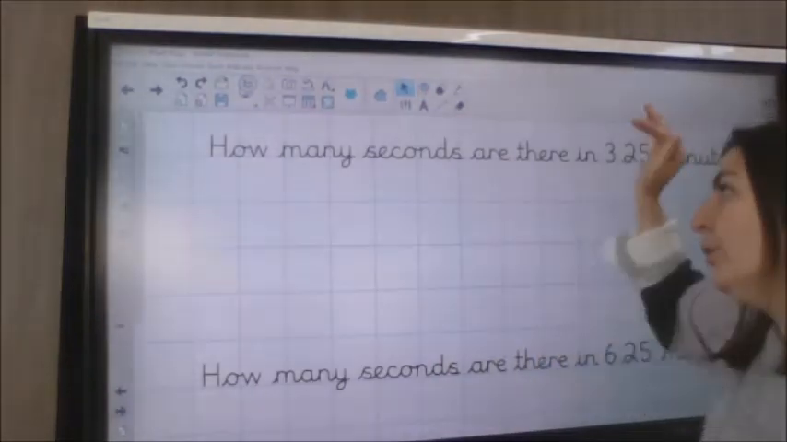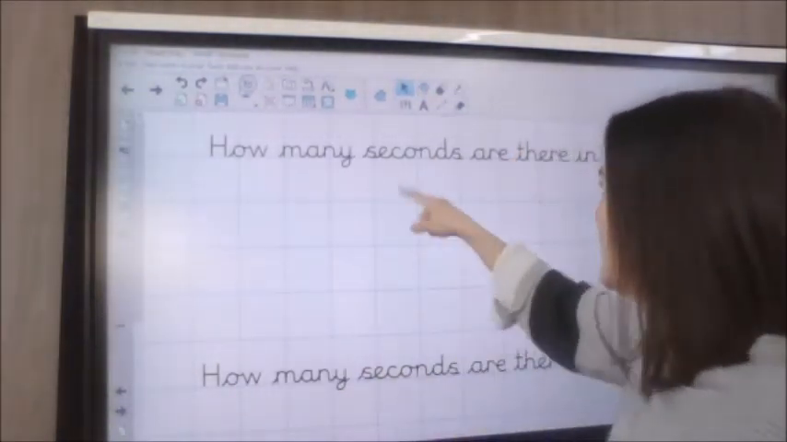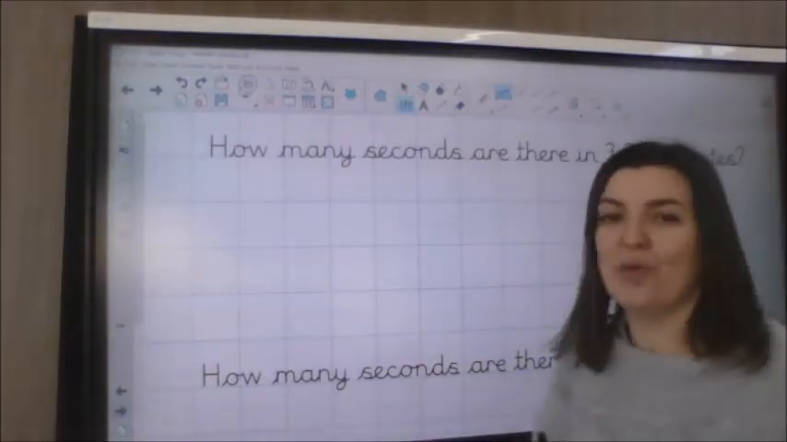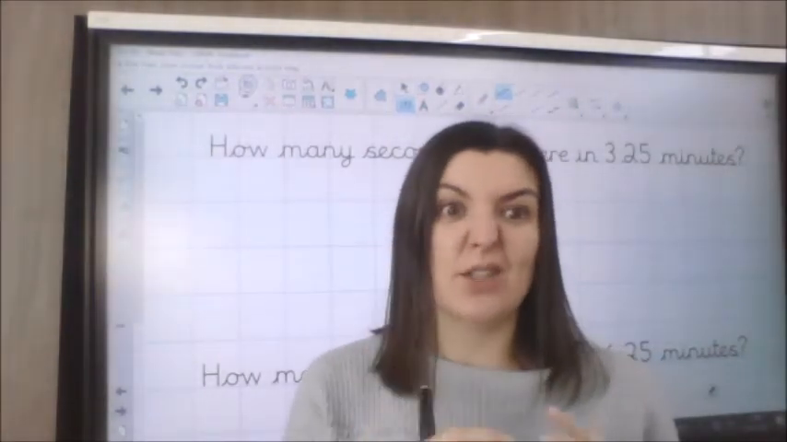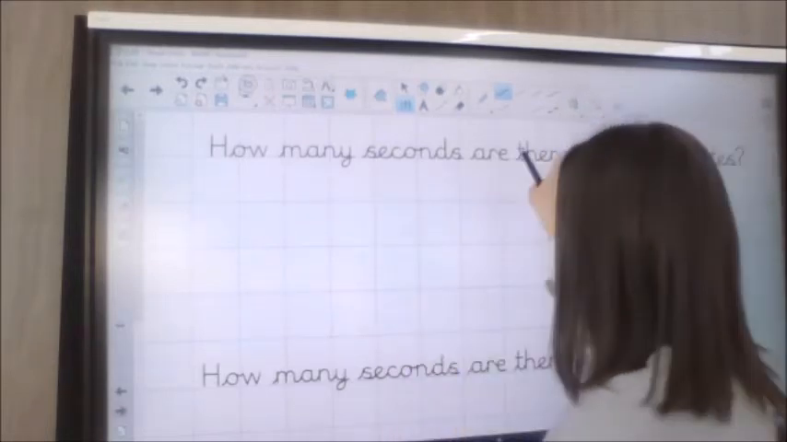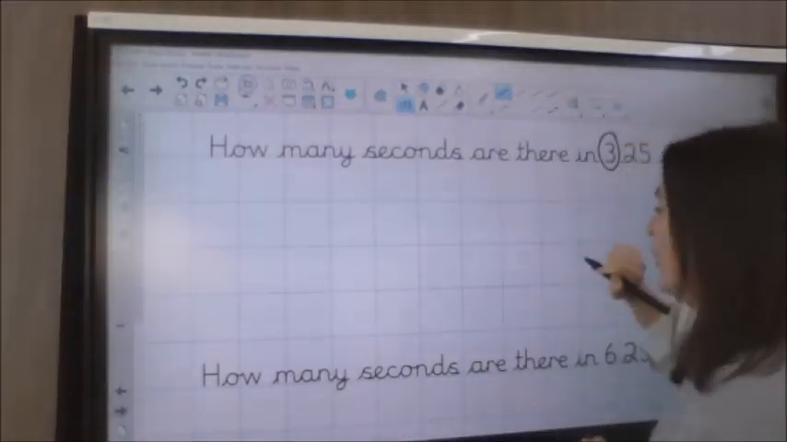So I'll do one with you, then you're going to have a little go and we'll go through it. So this one says, how many seconds are there in 3.25 minutes? Now that might seem really tricky because it's got a decimal in it. Now, the 3 minutes we can work out. So let's have a look at that one first.